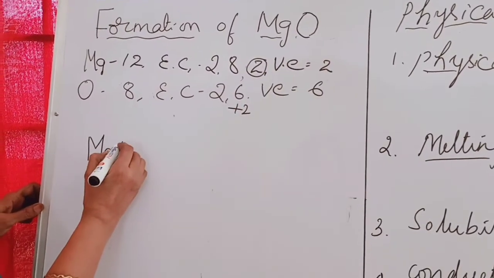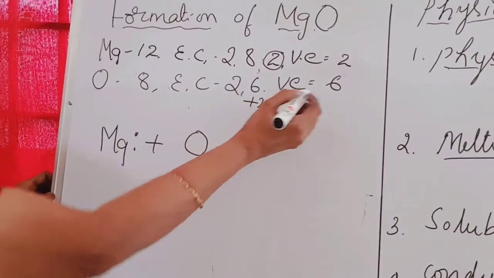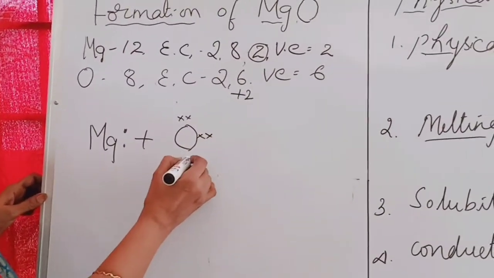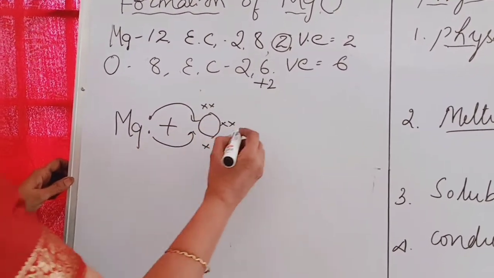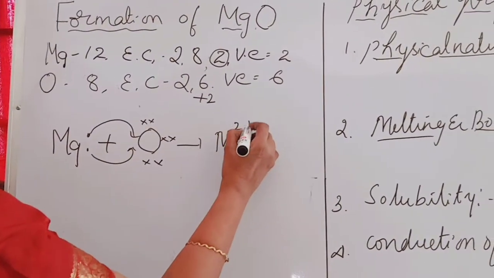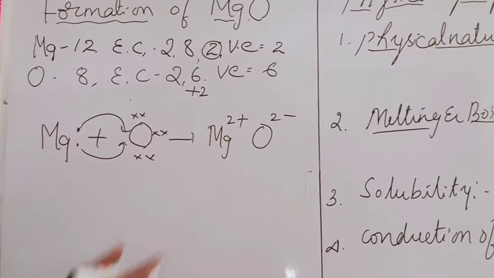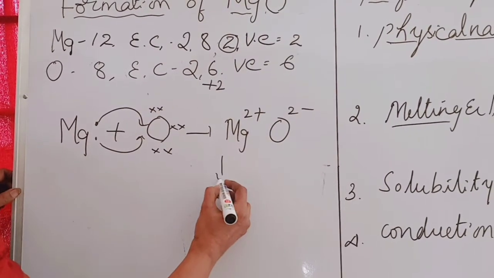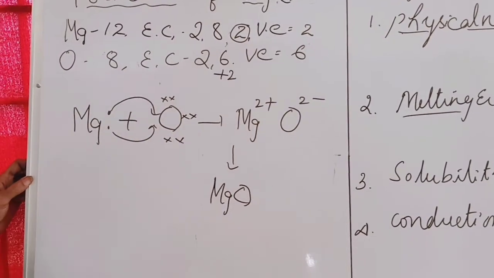Magnesium has valence electrons 2, plus oxygen with valence electrons 6: 1, 2, 3, 4, 5, 6. So these 2 electrons are donated to oxygen. So magnesium becomes 2 plus, oxygen becomes 2 minus. It loses 2 electrons and it gains 2 electrons. This is the formation of magnesium oxide.